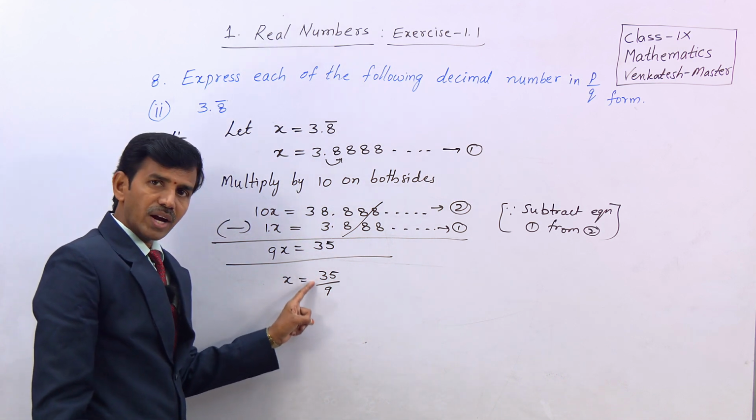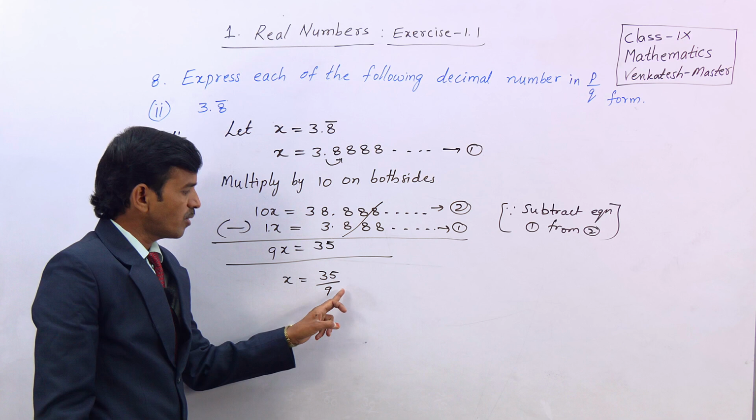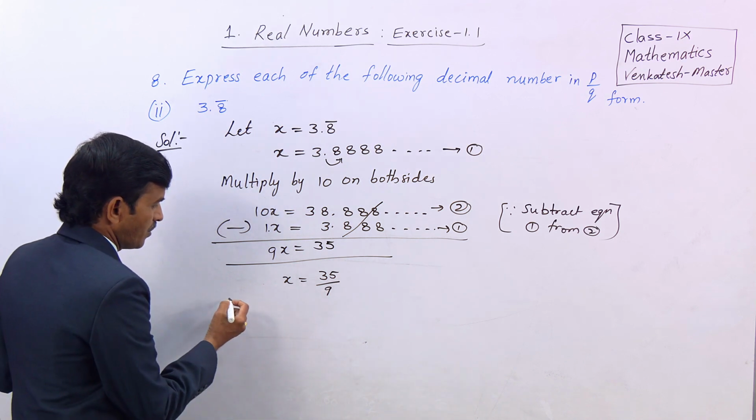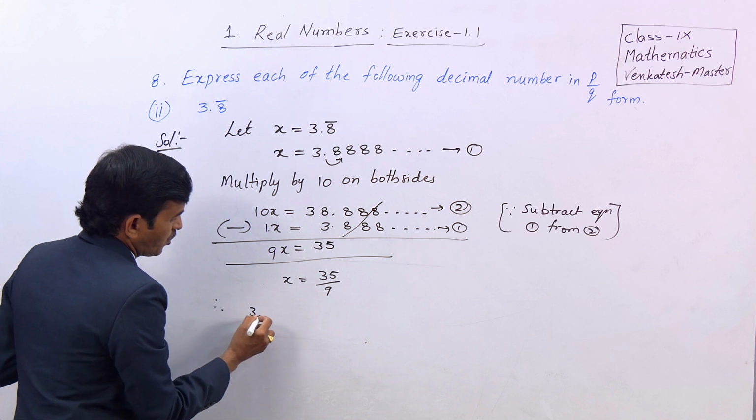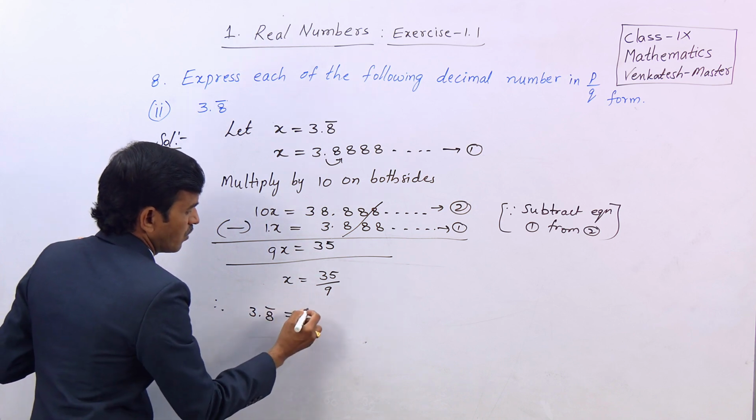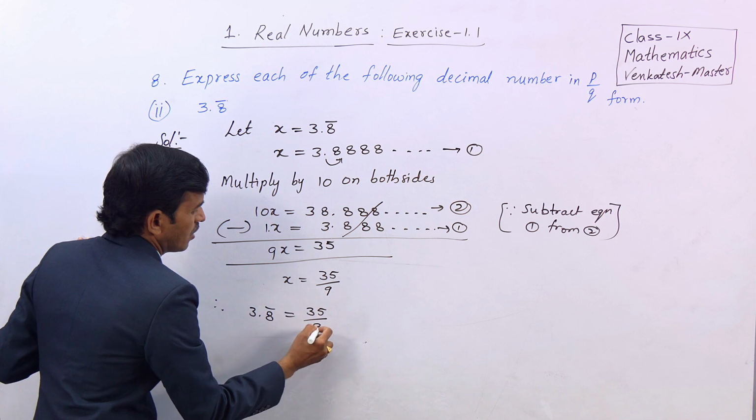So is there any common factor to cancel? There is no common factor, so let it be 35 by 9. What is x actually? What we assumed here, 3.8 bar, which is equal to 35 by 9.